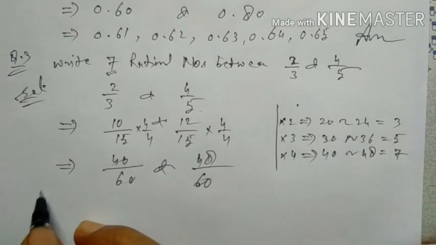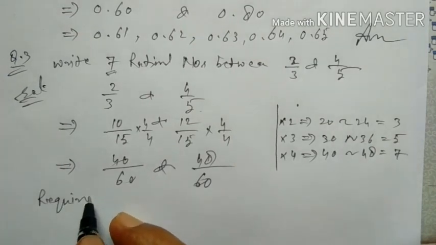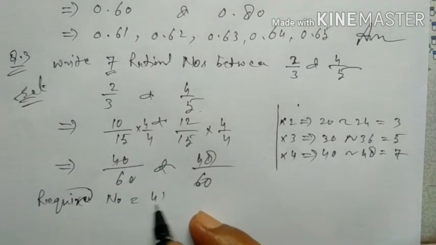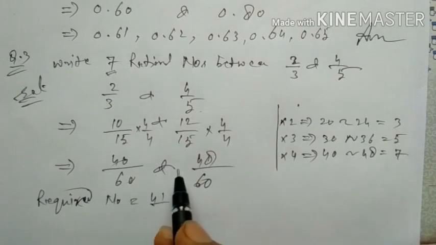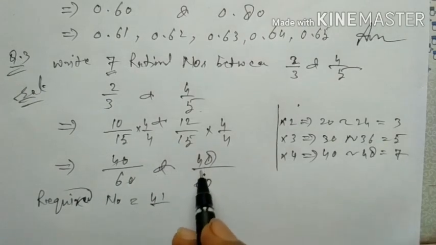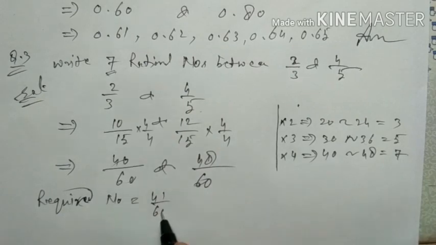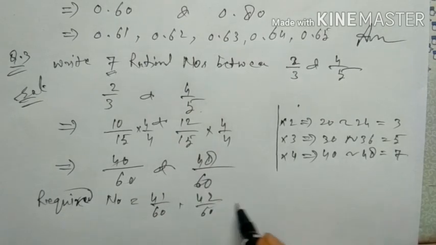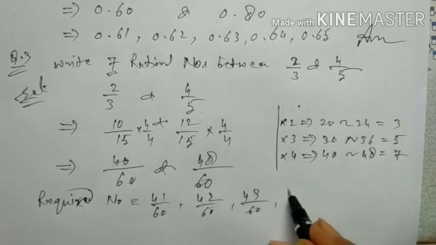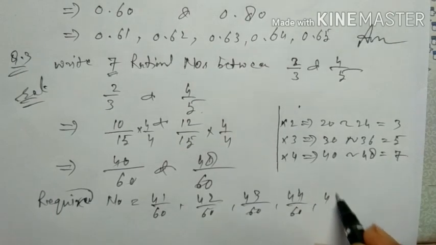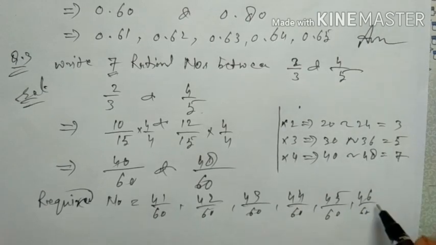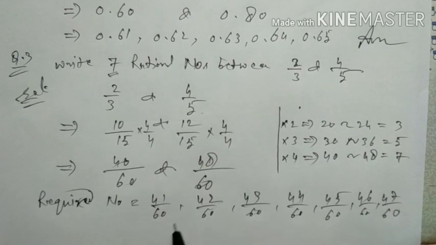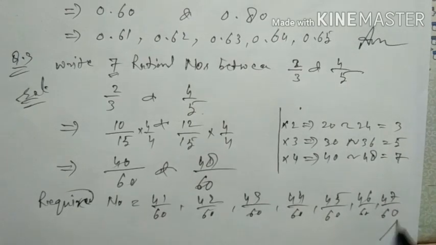So now you can write the required numbers, between 40 and 48. After 40 come 41, 42, 43, 44, 45, 46, 47, so 41 by 60, 42 by 60, 43 by 60, 44 by 60, 45 by 60, 46 by 60, and 47 by 60. That is 1, 2, 3, 4, 5, 6, 7, this is the answer.